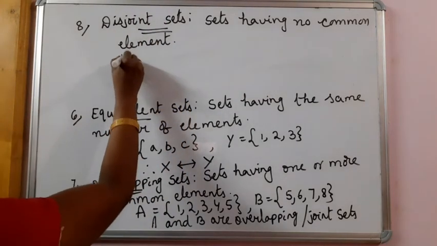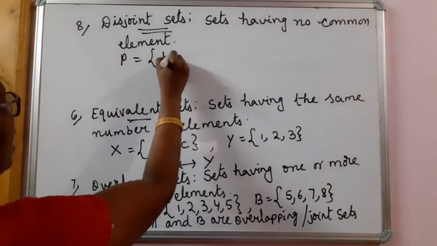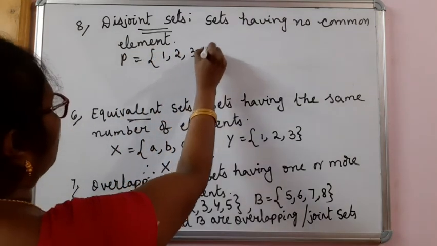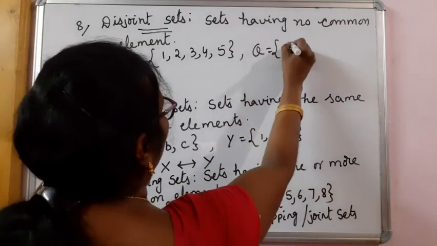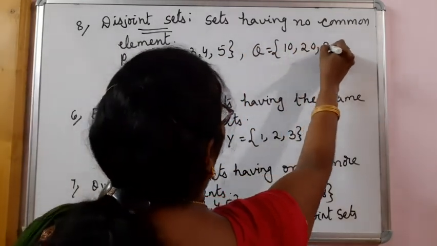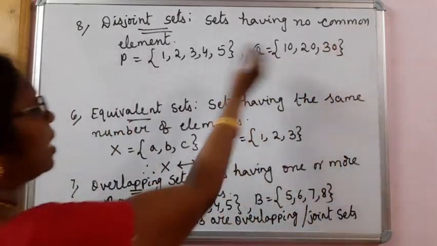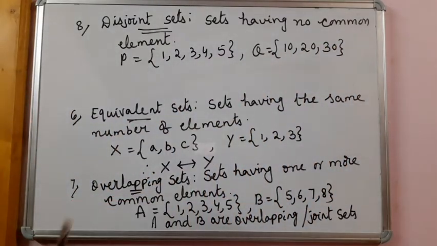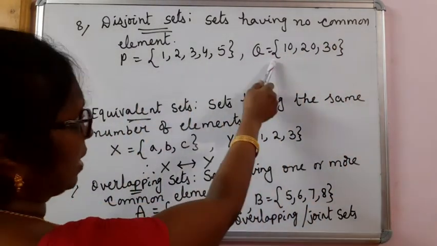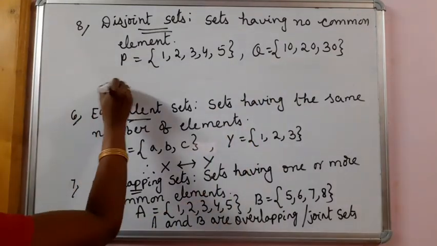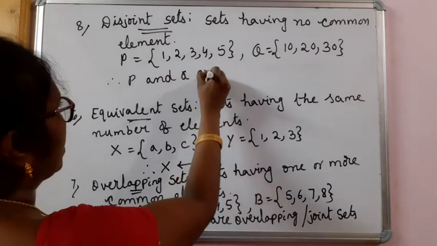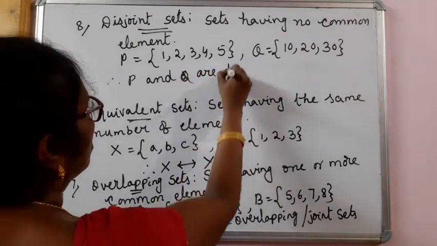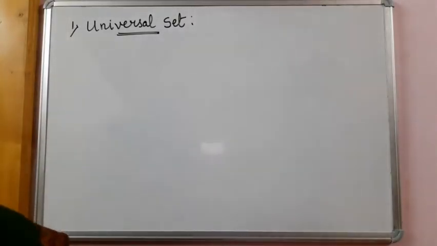Let me give you an example. P has 1, 2, 3, 4, 5. Q has 10, 20, 30. We can see there is no common element in sets P and Q. Therefore, P and Q are disjoint sets. Now let us learn what is a universal set.